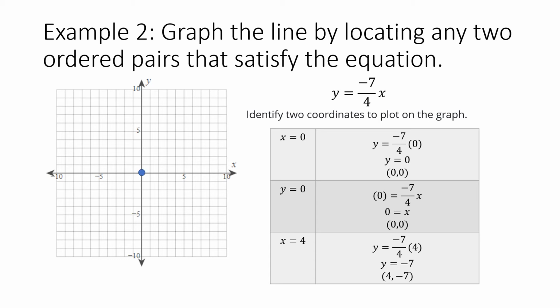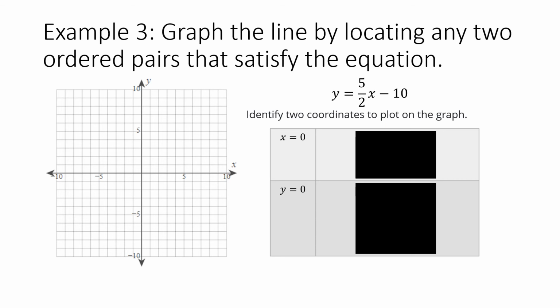So 0, 0 is at the origin. 4, negative 7 is actually going to be in quadrant 4, so I go to the right 4 and then down 7. And then I'm ready to connect my two points with the line.